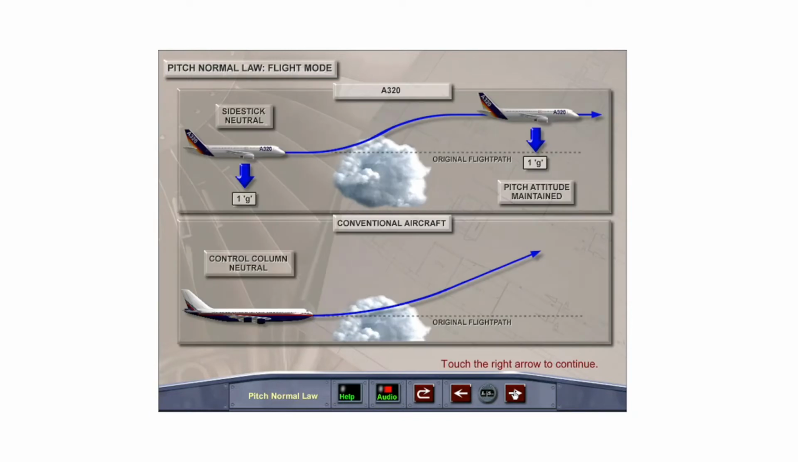In pitch normal law, movement of the side stick either fore or aft results in a load factor demand or constant G maneuver rather than a directly proportional elevator displacement. With the side stick in the neutral position, the pitch demand is always to maintain a constant 1G. If the aircraft is disturbed due to atmospheric influences, for example, it will always attempt to return to its original pitch attitude and 1G. A conventional aircraft, once disturbed, would continue to diverge from its original flight path, at least in the short term.